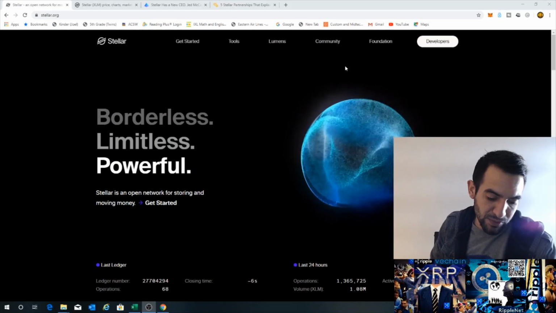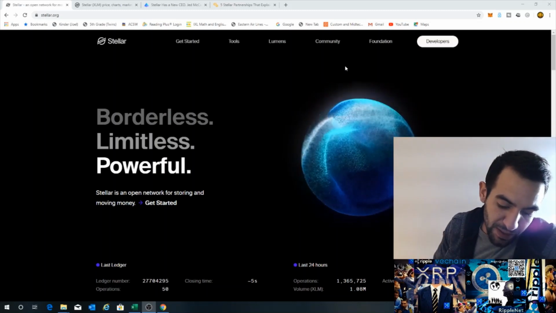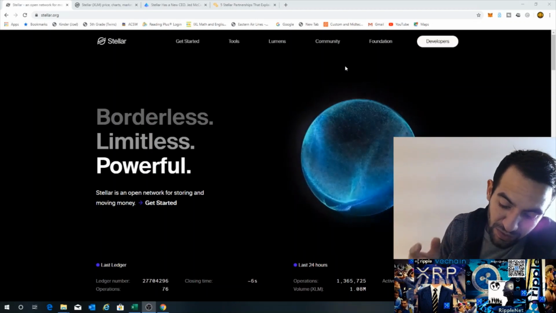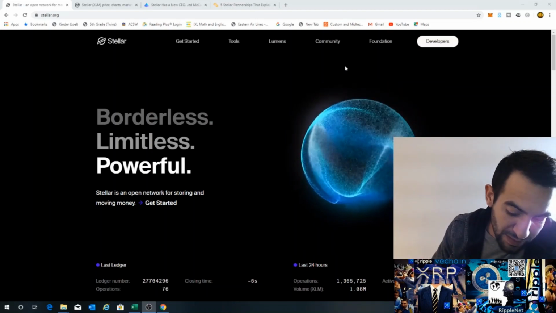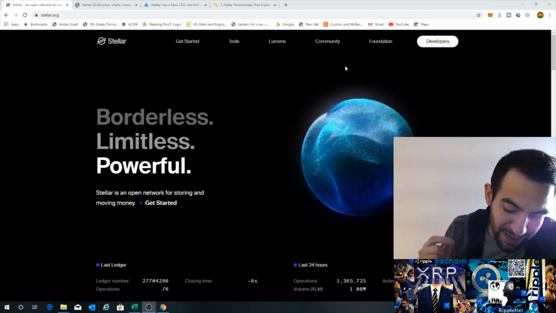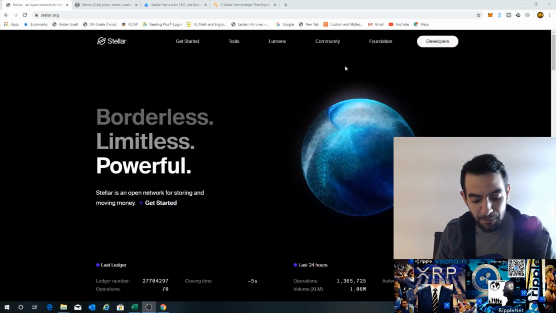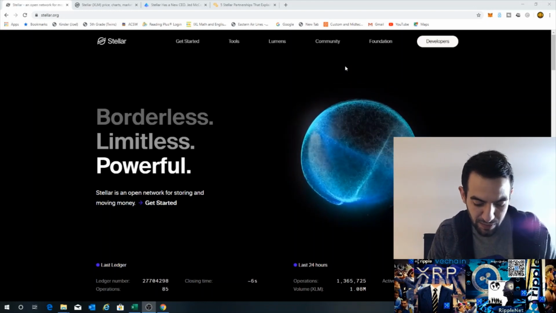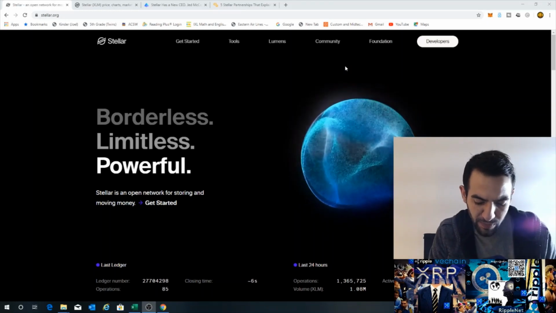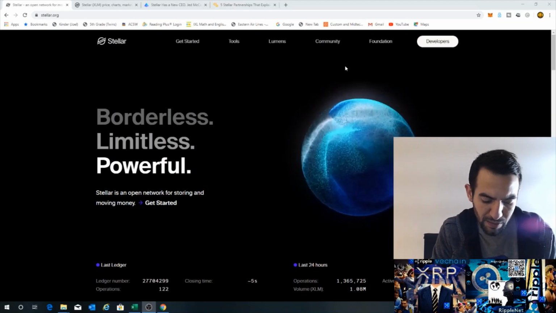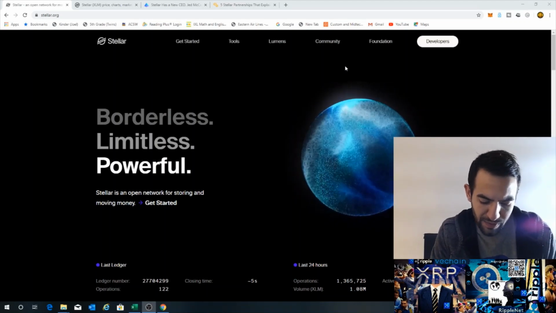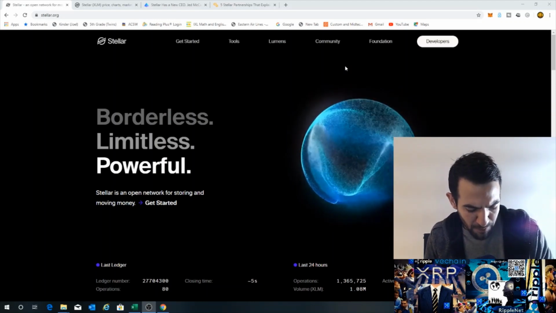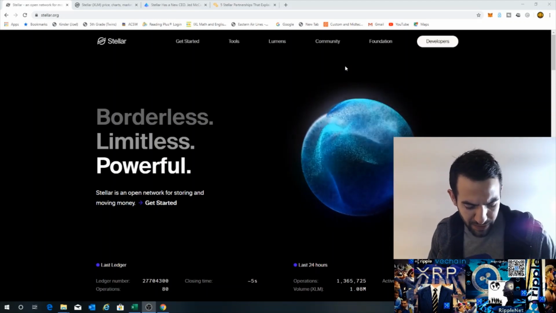So, technicals: transaction speed 2 to 5 seconds, transaction fees 0.00001. The Stellar Consensus Protocol can currently process 1,000 transactions per second. The ledger stores balances held by users' accounts and offers by users to buy and sell assets. Then there are the remaining additional features of the Stellar DEX.